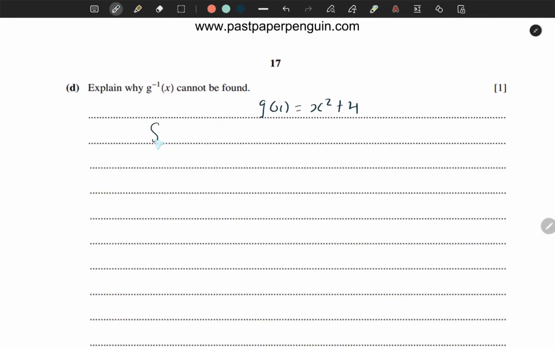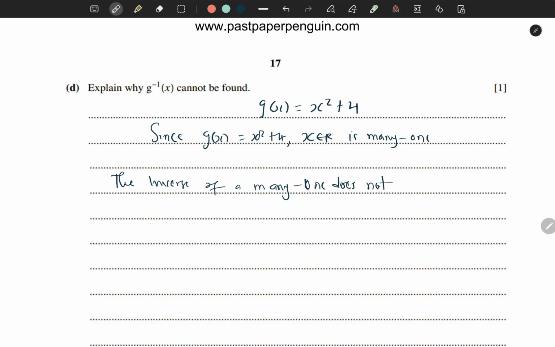Just write: since g of x equals x squared plus 4 with this domain is a many to one function, and the inverse of a many to one function does not exist.